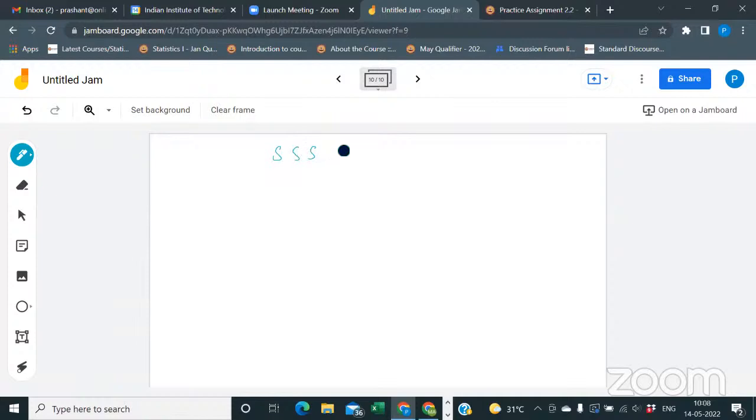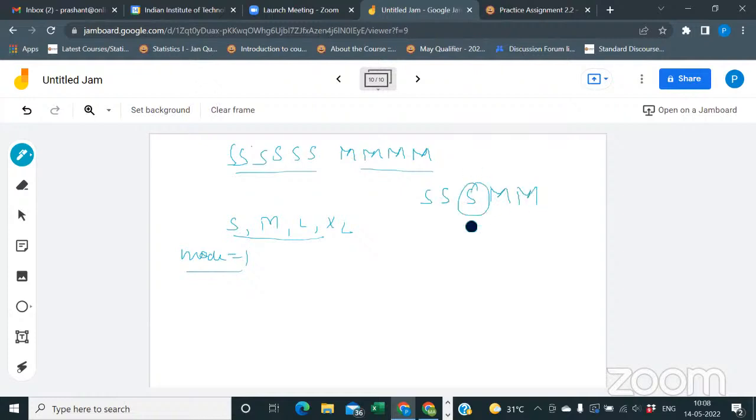Since the question says it's unimodal, it can be either an M or an S. It can't be a repeat. The mode should be unimodal, which means either it will be S or it will be M. If it's bimodal, then these two can be the same. Yeah, I got it, sir.